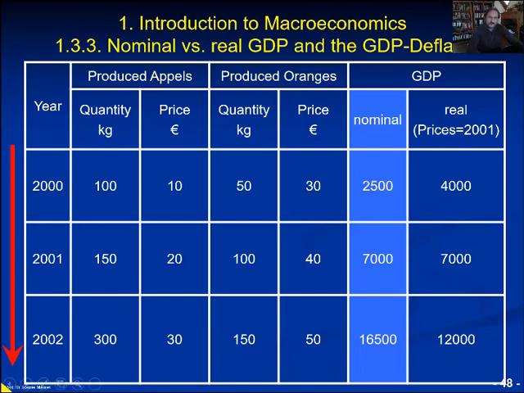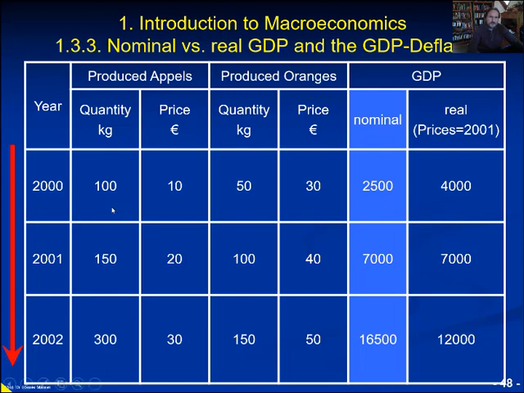So the production value, the value added in the oranges industry is 50 times 30, 1,500. 1,500 value added from the oranges industry plus 1,000 value added of the apples industry results in the number 2,500 euro nominal GDP.